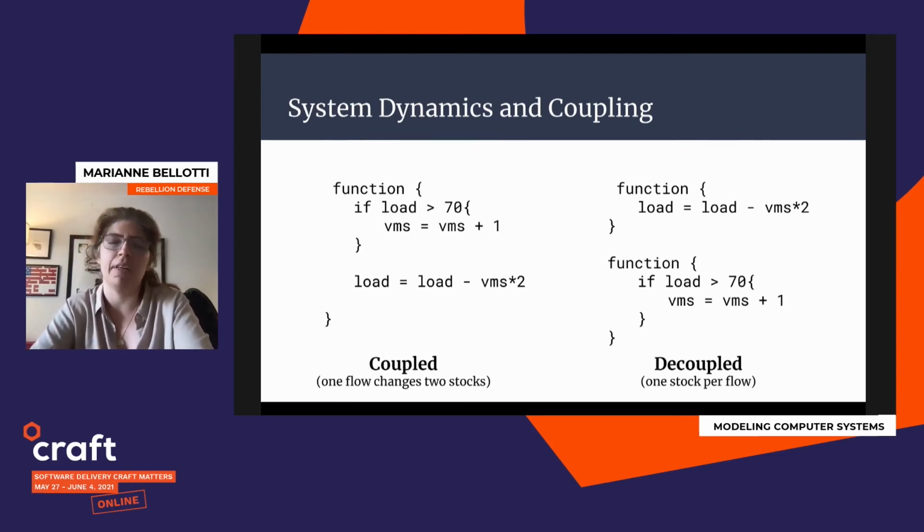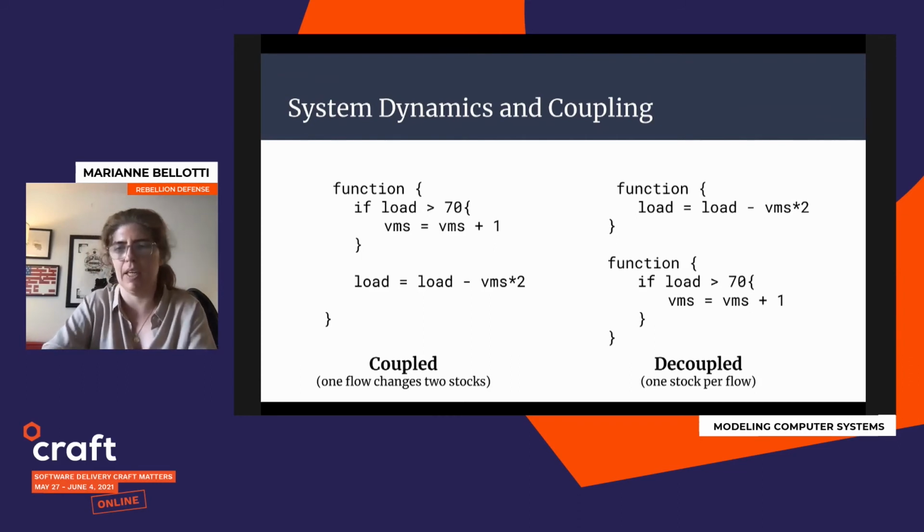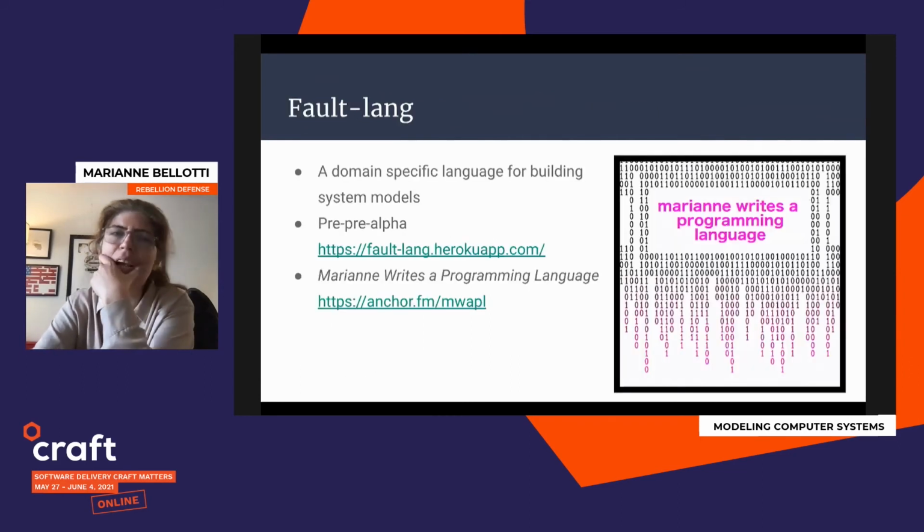Are we evaluating the load and spinning up a new VM, or are we spinning up a new VM separately from how we're calculating? We can represent these differently, as whether they are one flow changing two stocks or one stock per flow. That gives us the flexibility of modeling different types of coupling in the same system, and as a result, we can see which one we prefer.